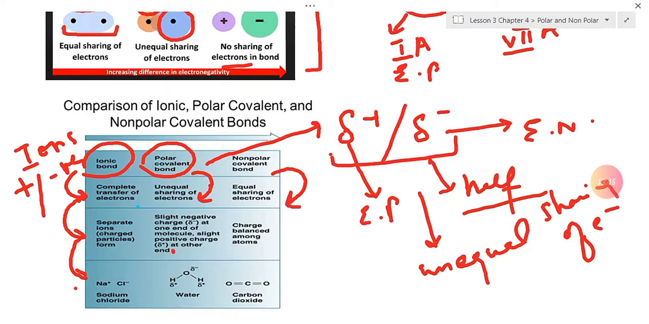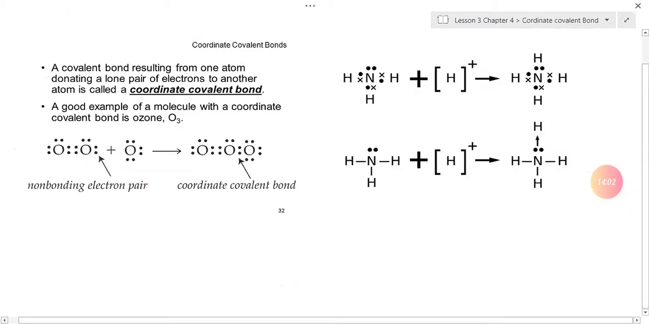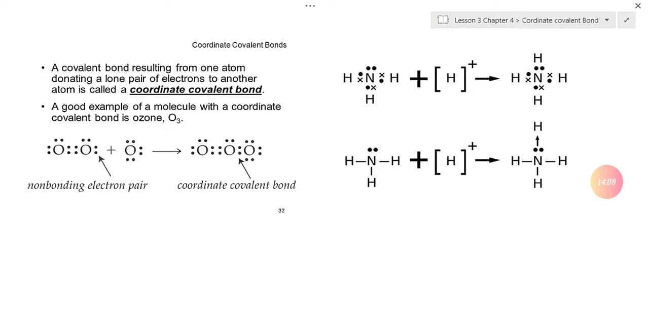Whereas in a non-polar covalent bond we have equal sharing of electrons and the charges are balanced among atoms. For example, in carbon dioxide, very little electronegativity difference is there between carbon and oxygen, so the carbon-oxygen bond is non-polar.